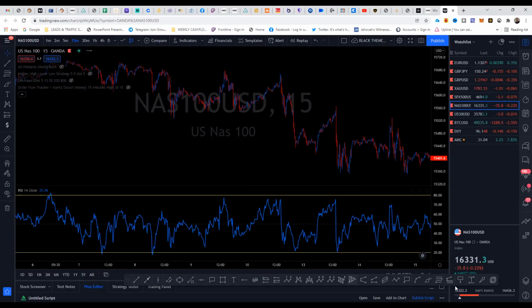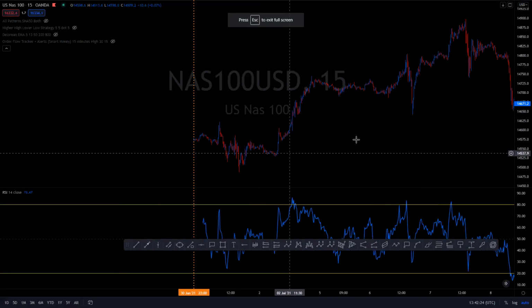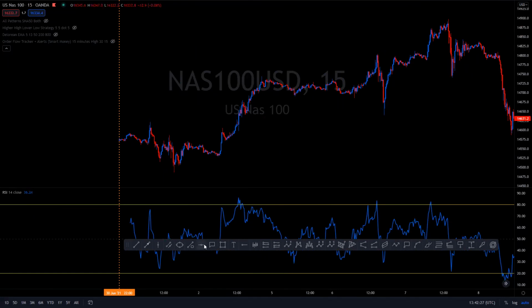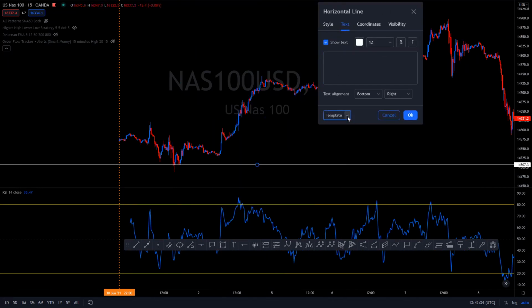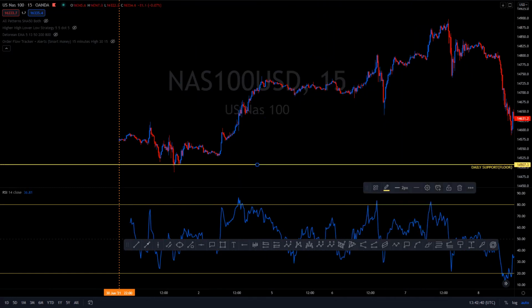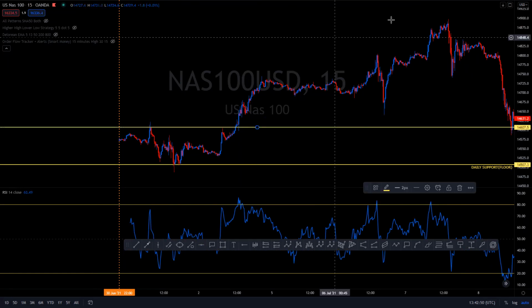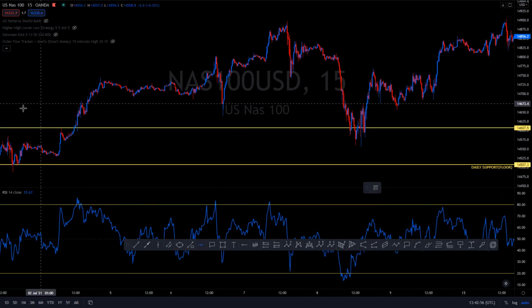Pause this recording until I get to that point. All right, so I'm all the way at the beginning. So I'm going to put my vertical line here. So now I'm going to start marking up market structure based off of institutional levels. All right. So I'm just basically marking up market structure based off of these levels.